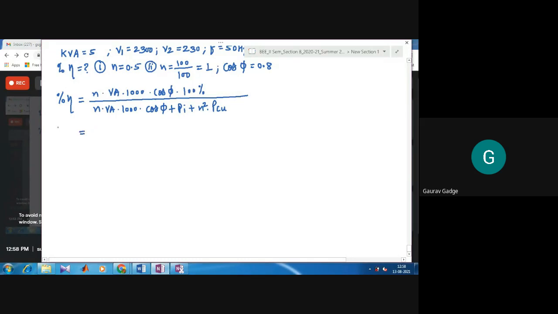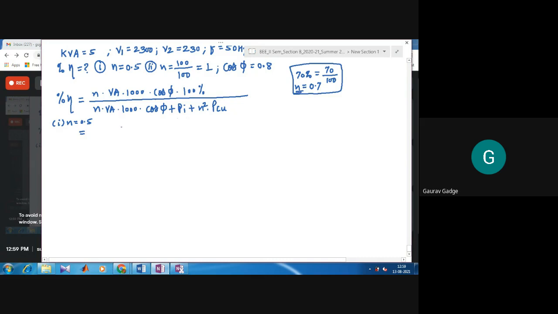Now what is the value of N? There are two cases. N is equal to 0.5 for 50%. If you say the load is 70%, what will the value of N be? N equal to 0.7, 70% of full load, so 70 divided by 100, which is 0.7. If you say 90% of full load, then 0.9. 60% of full load, 0.6. 62%, 0.62. 65%, 0.65. Like that, we can find the fractional load value.